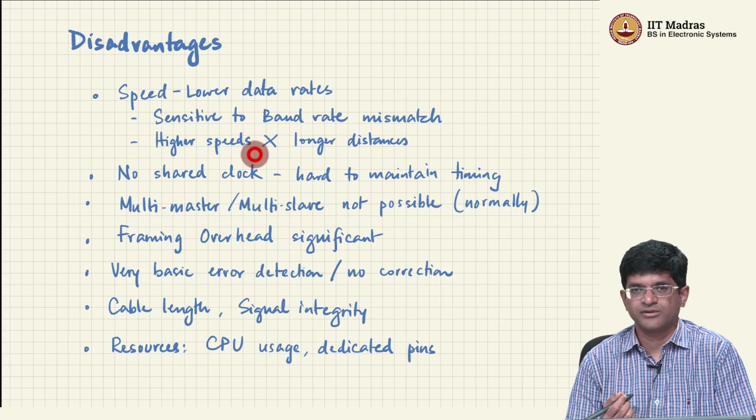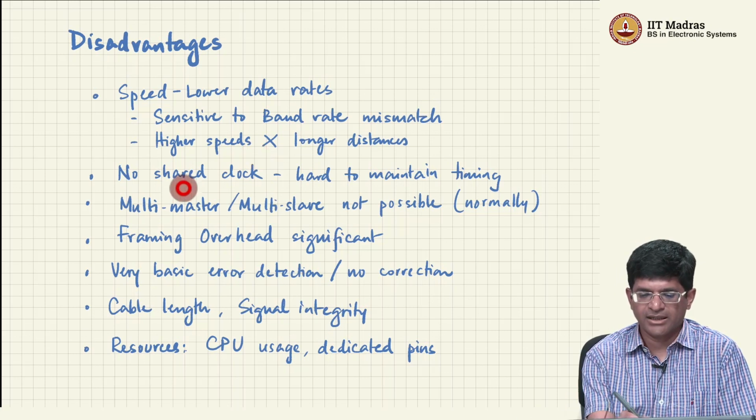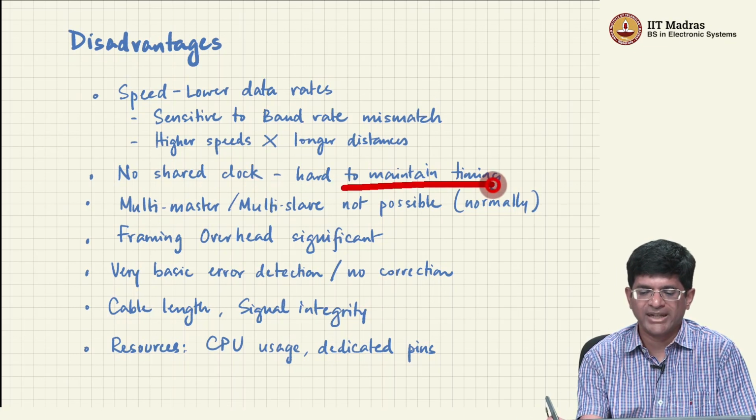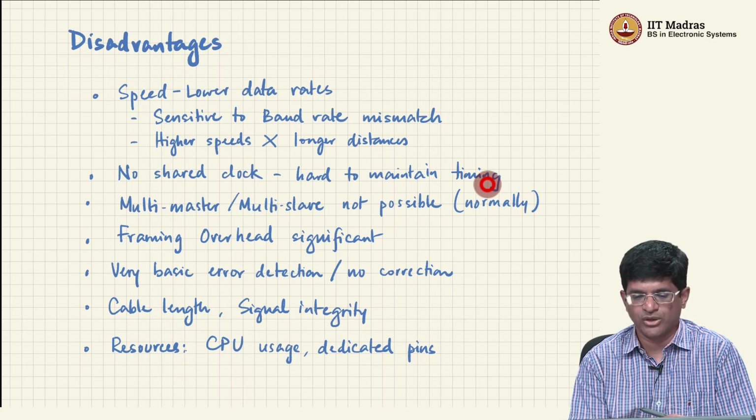There are variants of the UART protocol that are more robust and are meant for longer distances, usually using higher voltages and so on, but the basic protocol by itself is not very well suited for this. It does not have a shared clock, which makes it much harder to maintain timing, right, and if you have drift between the clocks that are present on the two sides, you can end up with errors in communication.